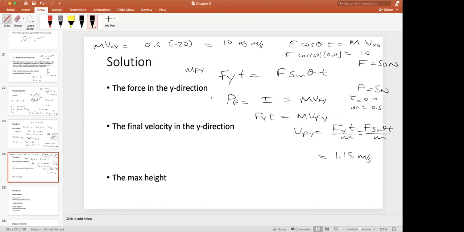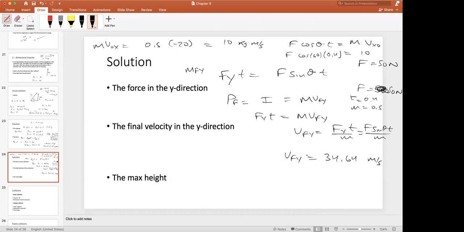And okay, now, if I know that the force is 50 newtons, plugging that in gives me 50 sine of 60 times 0.4 is 17.32, divided by 0.5 gives me 34.64 meters per second. That's right. So my V final in the Y is 34.64 meters per second.